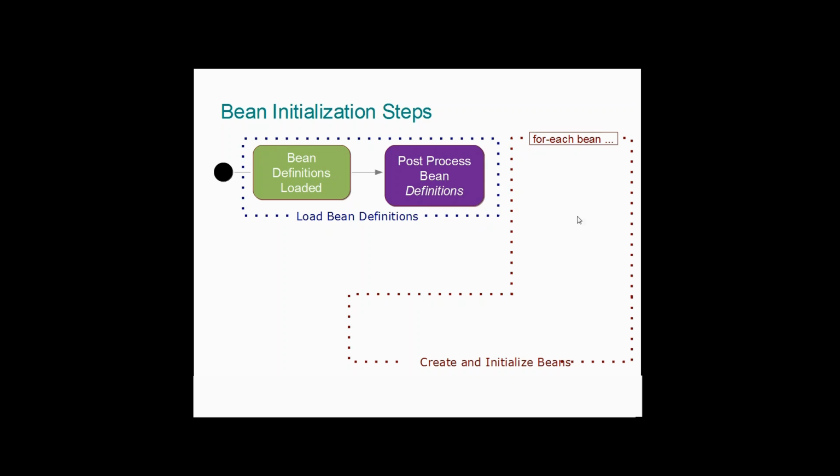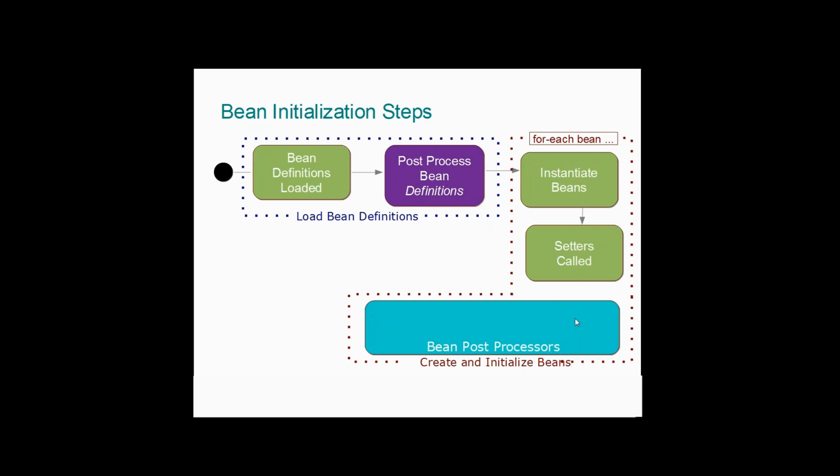Inside that, for each and every bean, it instantiates the bean, does constructor dependency injection if there is one, then setter dependency injection, and then it goes through a process of bean post processors. Inside that you have bean post processor before initialization, initialization, and then after initialization. Once the created bean goes through the bean post processors, the bean is ready to use. This is what happens at a high level.